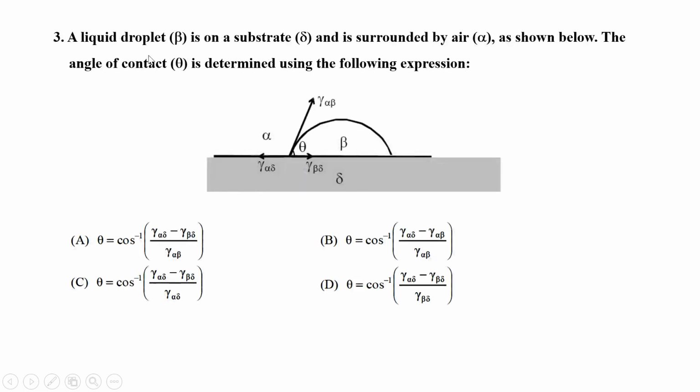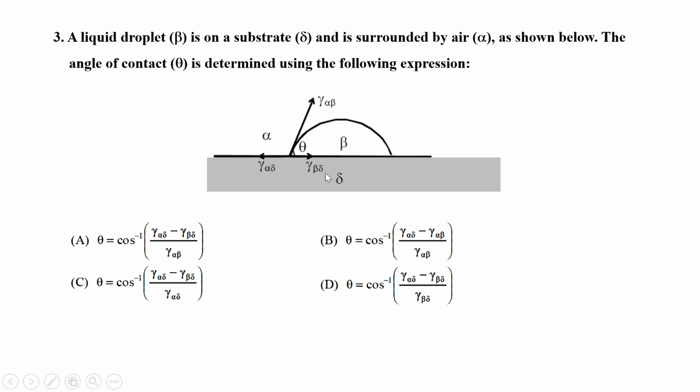Now, next is a liquid droplet beta on a substrate. So, this is some kind of liquid, and whenever the liquid makes contact with some kind of solid substrate, delta, such a formation or bubble formation takes place. And this medium is air. The contact angle theta is determined using the following expression. Whenever we have something associated with contact angle, we should remember that it is associated with Young's equation.